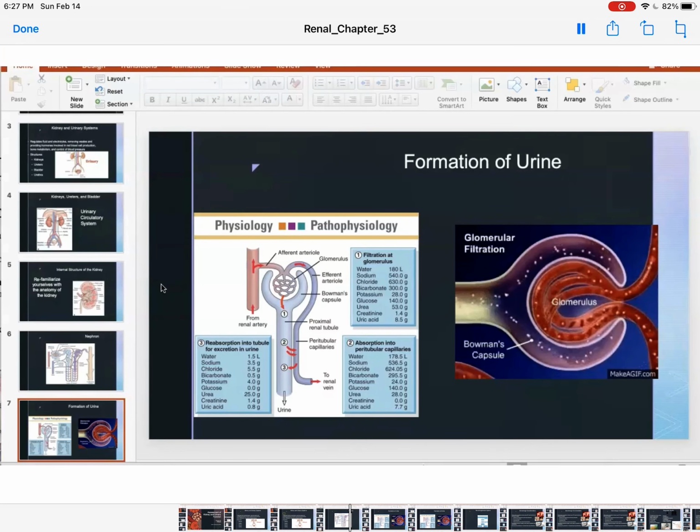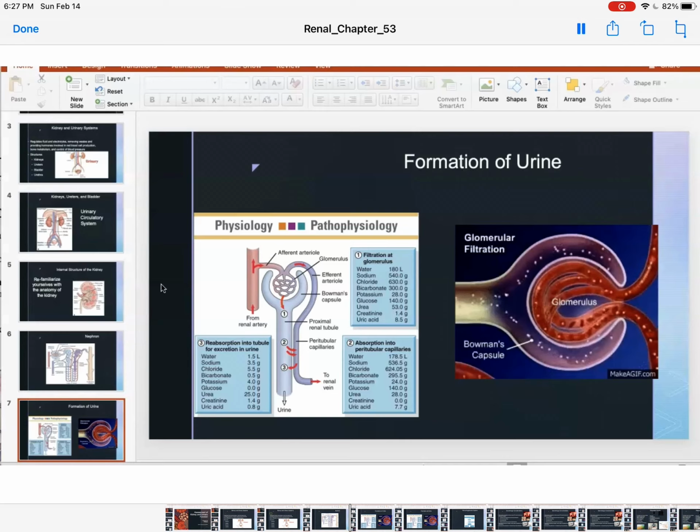This picture gives you a little more insight on the physiology and pathophysiology of the formation of urine. Make sure you pay attention to those pictures. They're very good at explaining everything in depth.